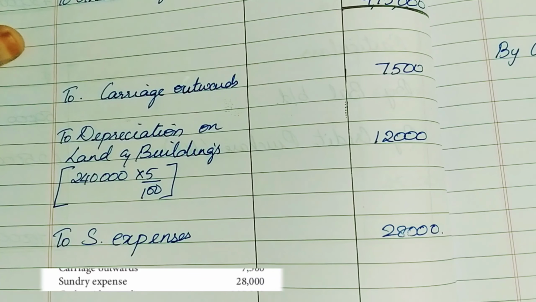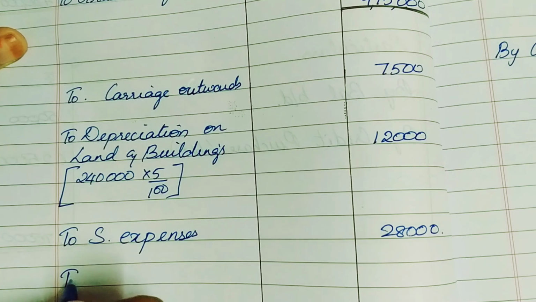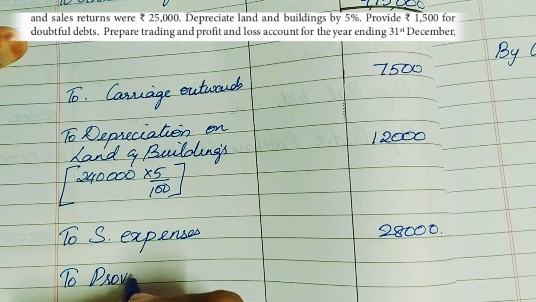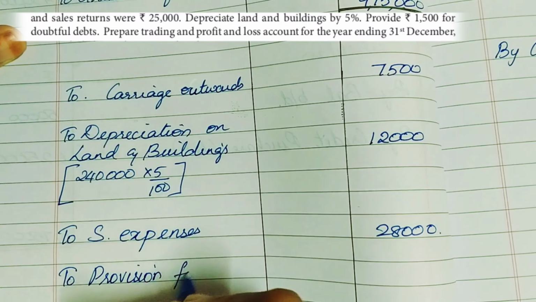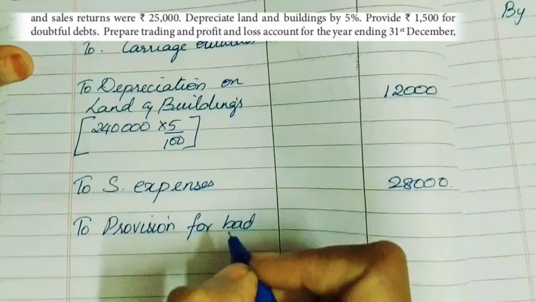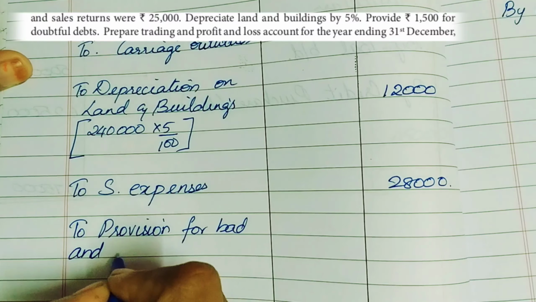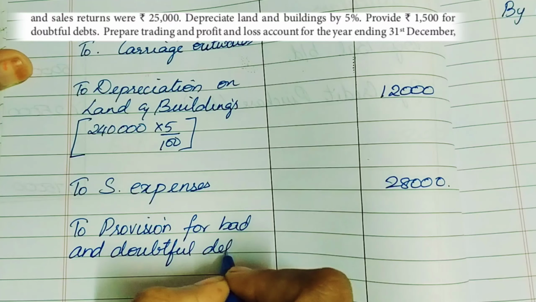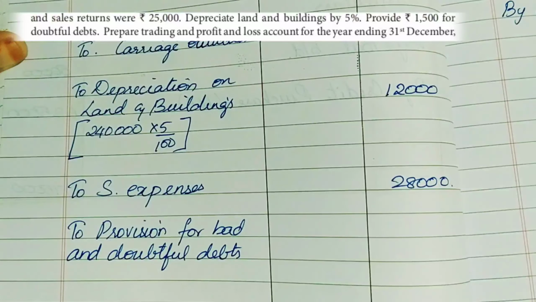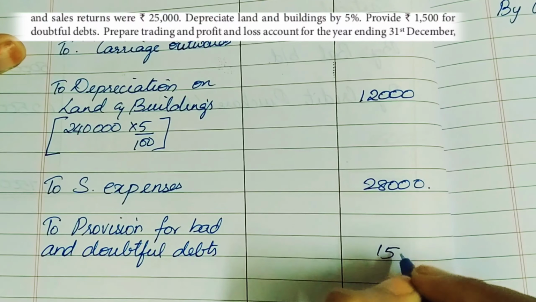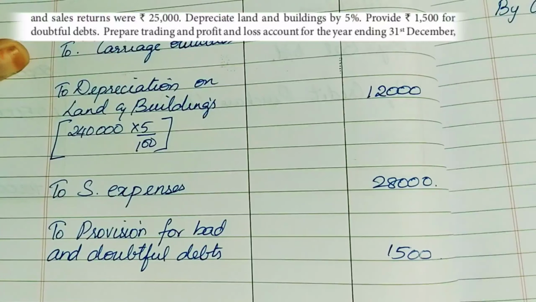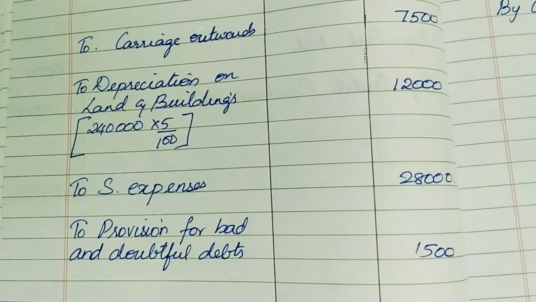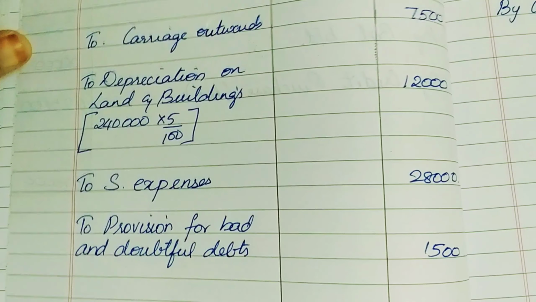Next in the adjustments, they've given to provide for bad and doubtful debts. So provision for bad and doubtful debts is given as 1,500. So directly they have given you the amount, so you can write that amount directly over there. Apart from this, we do not have any other expenses or incomes to be recorded in the profit and loss account. So let's get the total.